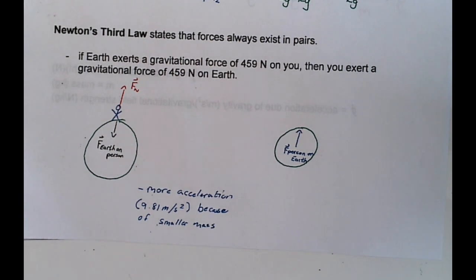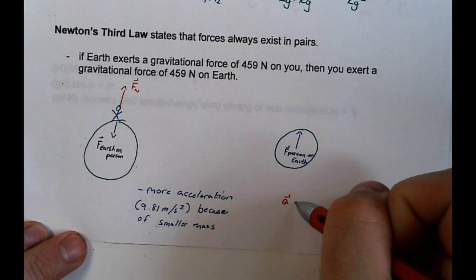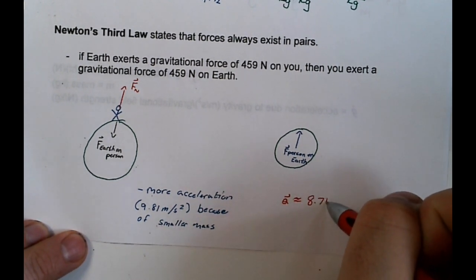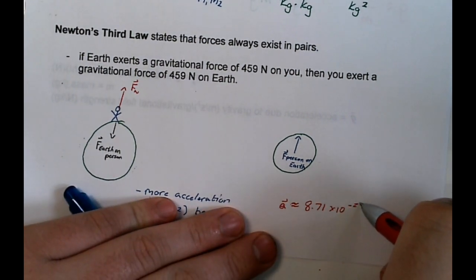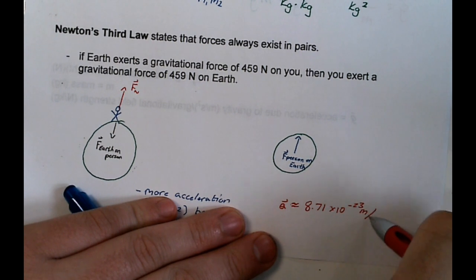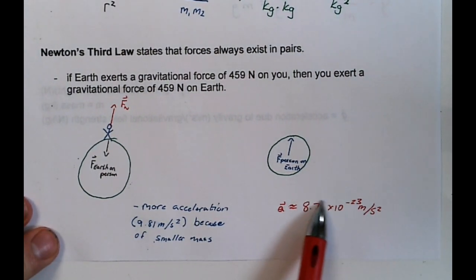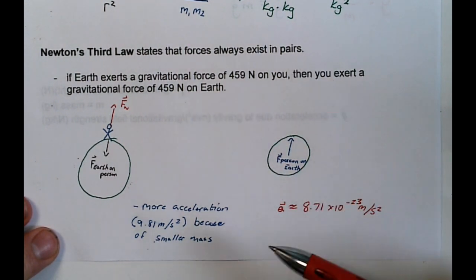Now this is not something you need to remember, but it's going to experience an acceleration of about 8.71 times 10 to the negative 23 meters per second squared. It's got way less acceleration. It's a way smaller number. That's why the Earth doesn't go flying up to people when they jump off the ground.